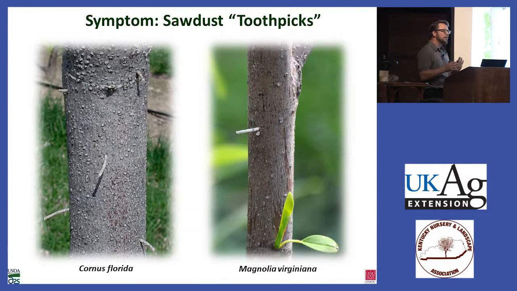One of the characteristic features of these beetles are these sawdust toothpicks that will be seen sticking out from trees. Once rain occurs or if there's high wind, those toothpicks will disappear. So it's not a long-term identification feature, but it is something to be aware of.